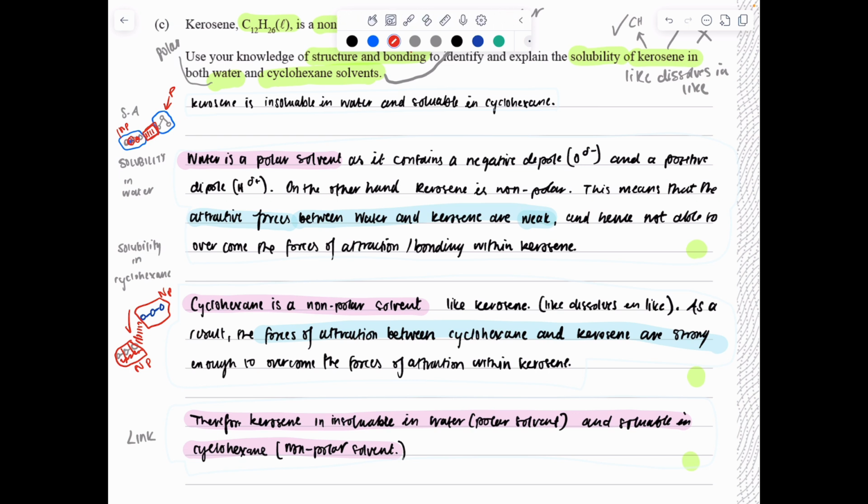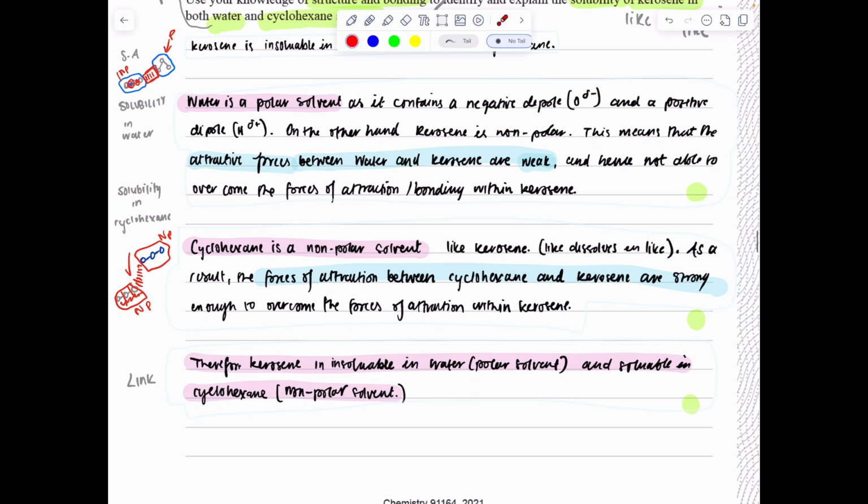Oh, what am I doing here? Okay, and so blue concepts are merit, pink concepts are achieved points, and discussing all of these points is worth an excellence.